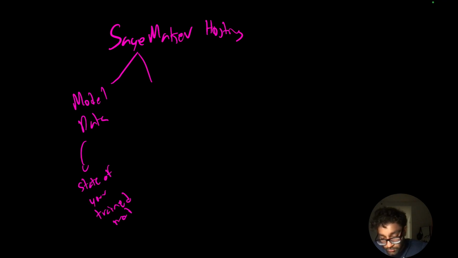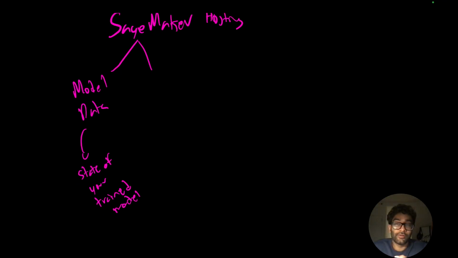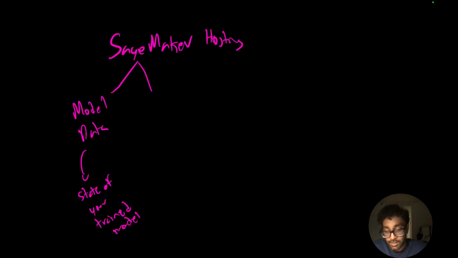This model data is basically capturing the state of your trained model and allows for you to do inference. So anytime you train a model, you need these serialized model data artifacts that we're going to be using on a hosting platform such as SageMaker, or even your own self-managed platforms such as EC2 or EKS or anywhere else you might be working, right? So you need a model data, and then you need a container.